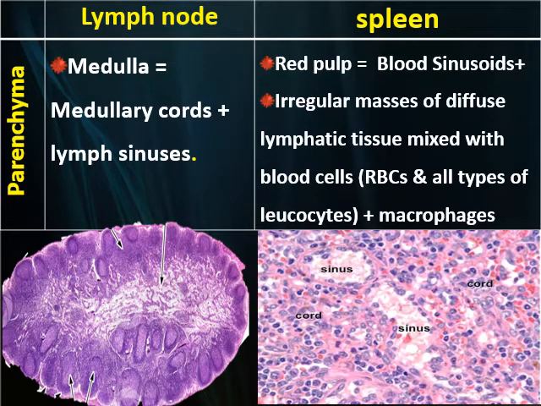The medulla of the lymph node is formed of medullary cords of lymphoid cells plus lymph sinuses. The spleen contains the red pulp between the white pulp. The red pulp is formed of blood sinusoids, as we discussed in the vascular system, and also irregular masses of diffuse lymphatic tissue mixed with blood cells. So we have all types of red and white blood cells, plus macrophages and lymphoid tissue.